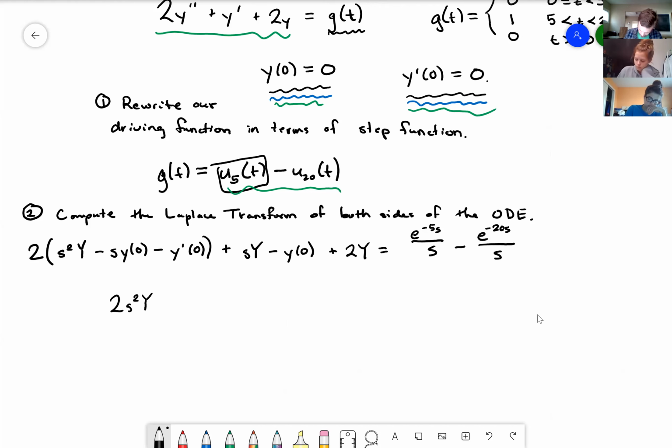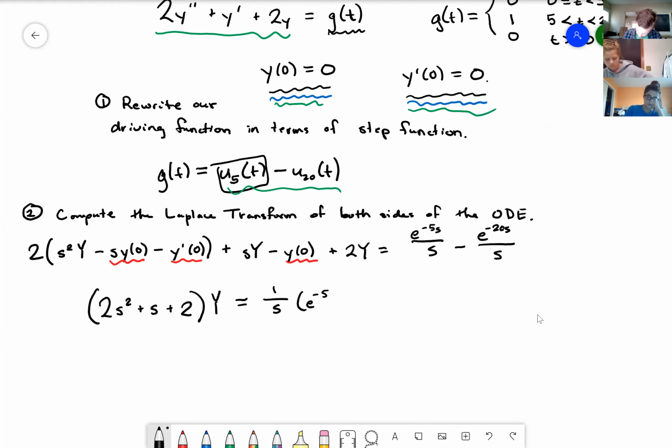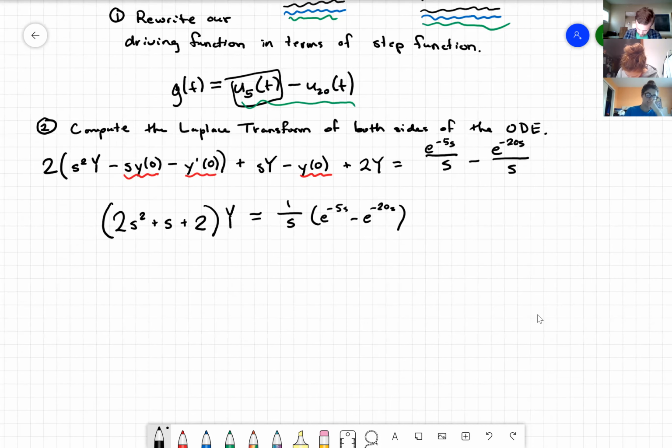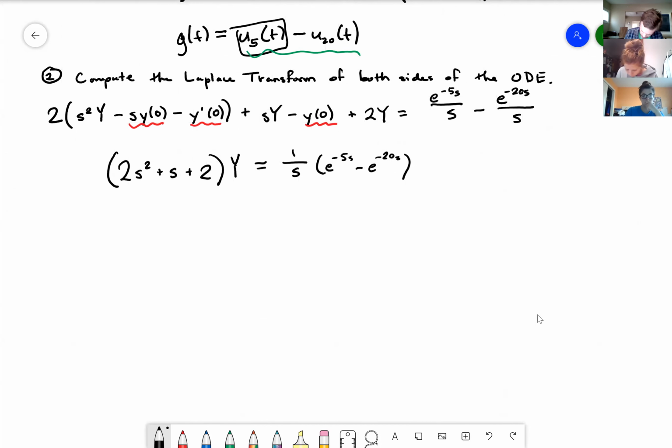I'll just go ahead and collect all the Y's together. So that'll be 2s squared plus s plus 2 times Y. And then for all of the initial conditions, these are all equal to 0. So basically done with that. And on the right-hand side, I'm going to write 1 over s times e to the minus 5s minus e to the minus 20s. So if I solve for Y here, which I could write as the next step, might as well.